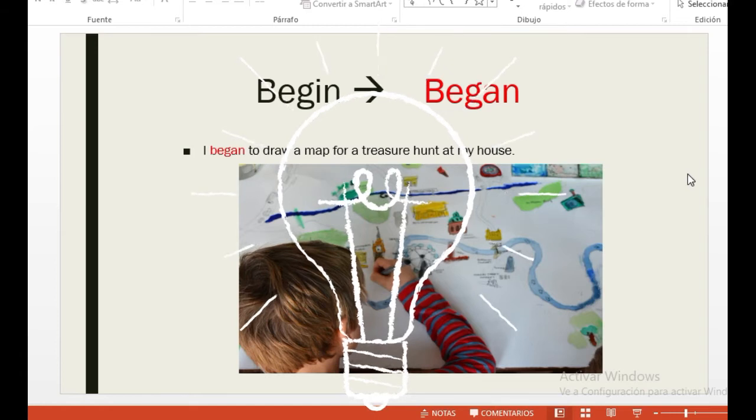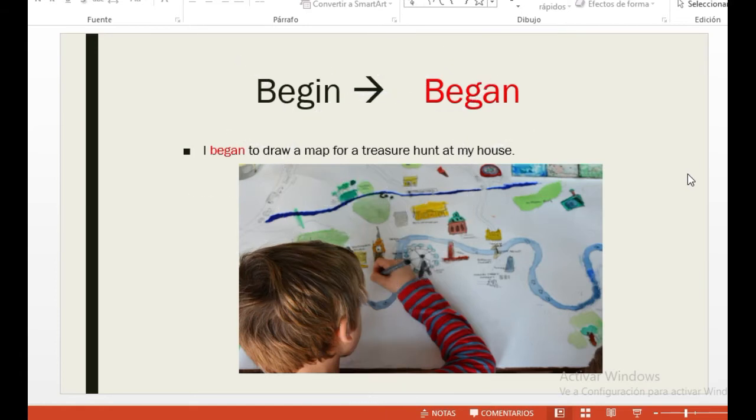So now the first example that we have is begin, which becomes began. Okay, so I began to draw a map for a treasure hunt at my house. Remember, this is in past. So I began to draw a map for a treasure hunt at my house. You can read with me this sentence. You can repeat this sentence. Okay, let's do it. 1, 2, 3. I began to draw a map for a treasure hunt at my house.